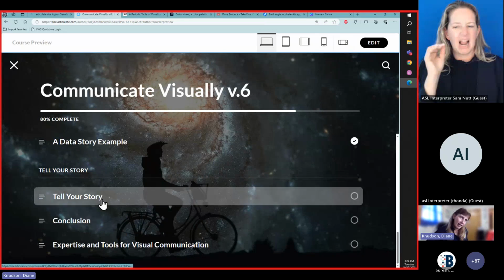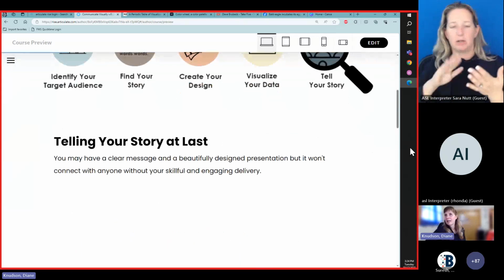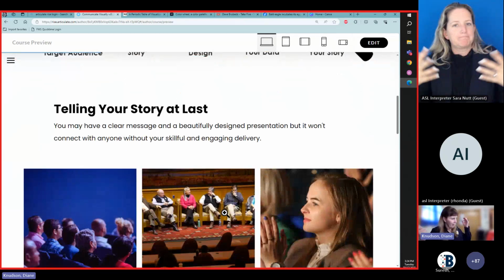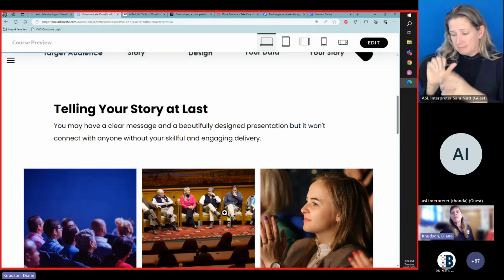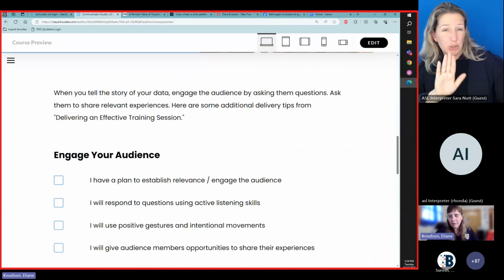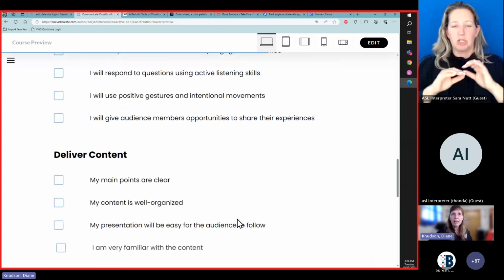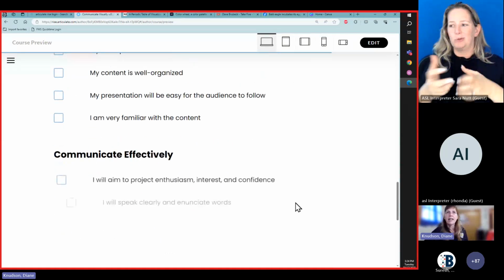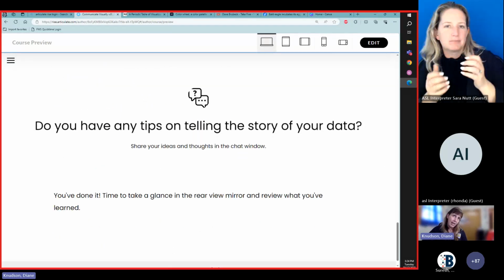So finally, the last piece of the process is to tell your story. You may have a great story about your data. You might have a great presentation, but if you don't present it well, your message will be lost. And I teach a course called Delivering an Effective Training Session. These are some tips on how you can engage your audience, how to deliver your content, and how to communicate effectively, just at a glance.